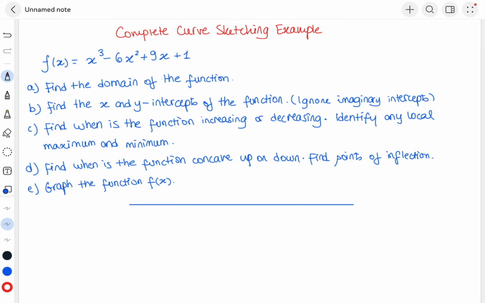So we'll ignore them. C is to find when the function is increasing or decreasing and identify a local maximum and minimum. D is to find when the function is concave up or down and find the point of inflection, and at the end we graph the function f of x.